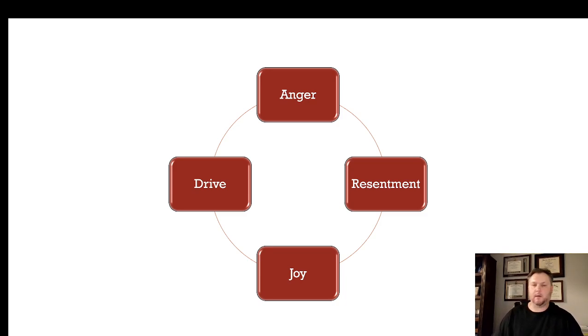So let's take anger. Anger can oftentimes lead to a negative outcome, right? It's easy to see how anger can be debilitative. But can anger also lead people to do good things? Can it drive people? Can it motivate people? It can, right? Happens all the time.